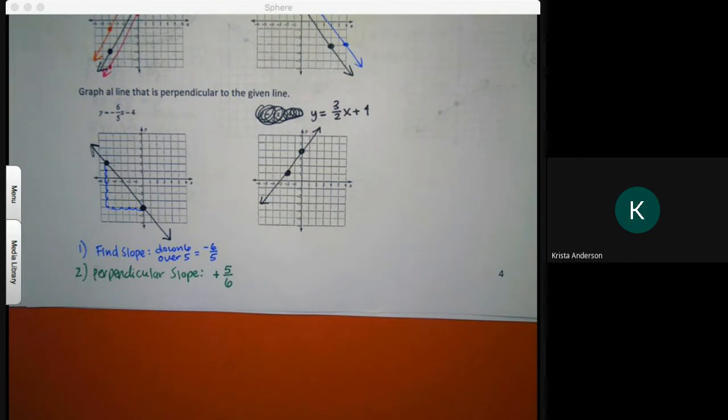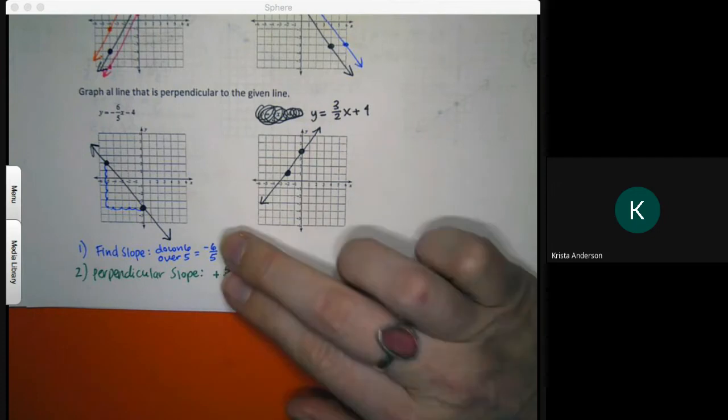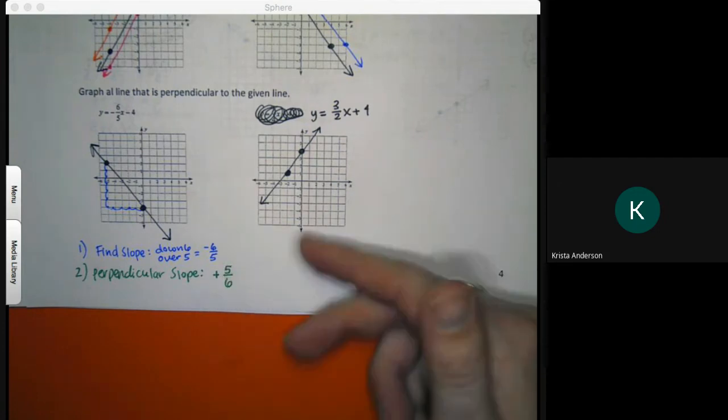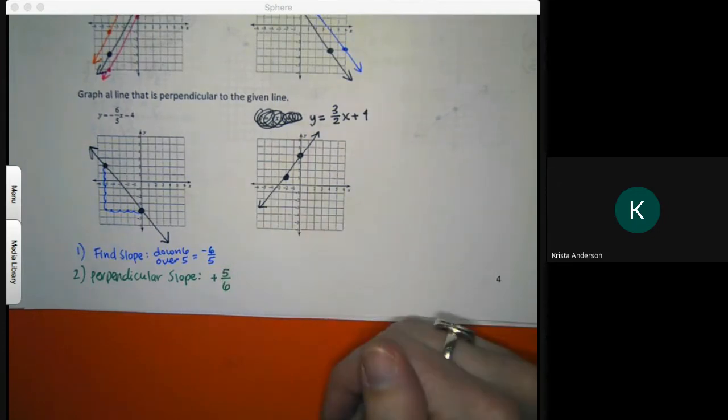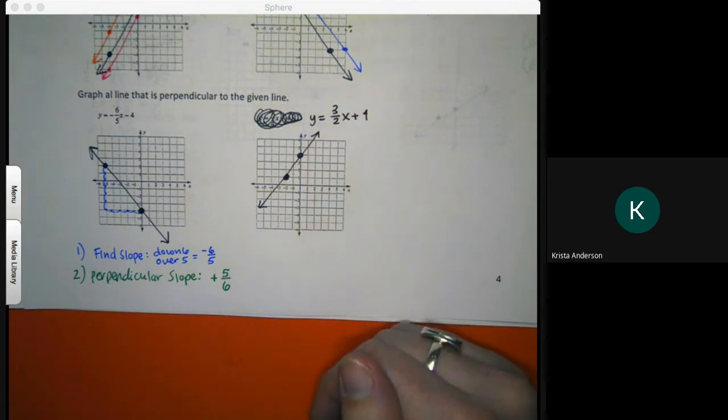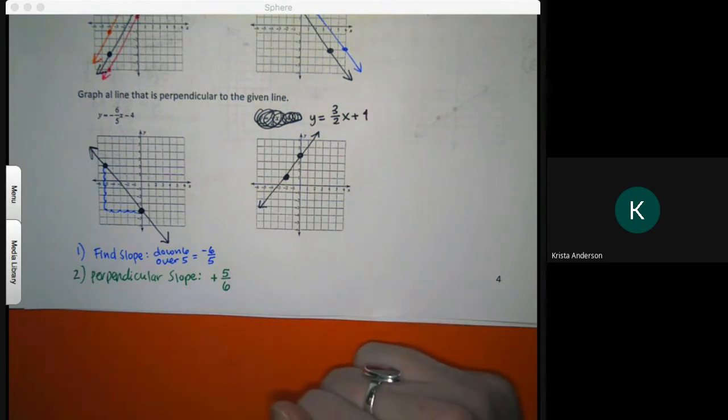Anybody? Okay, one thing I did. What did I do? Yeah, so what happened to the 5 and 6? They switched. I took the 5 and 6 and I went, switch. I flipped the fraction. One other thing changed. Yeah, the sign. The negative switched to a positive. That's all you do. Flip the fraction, change the sign.